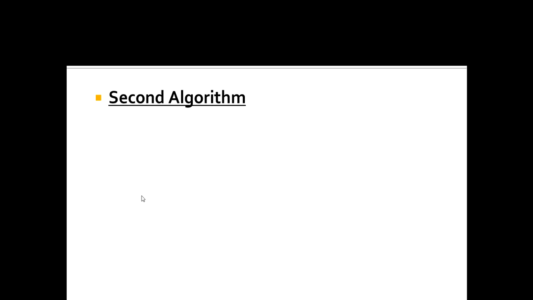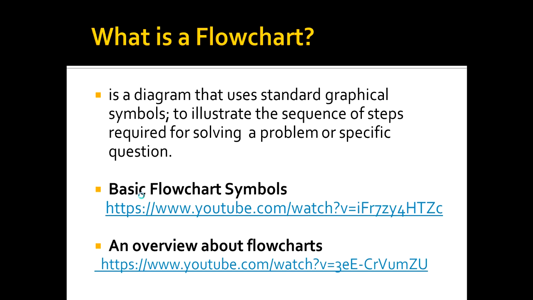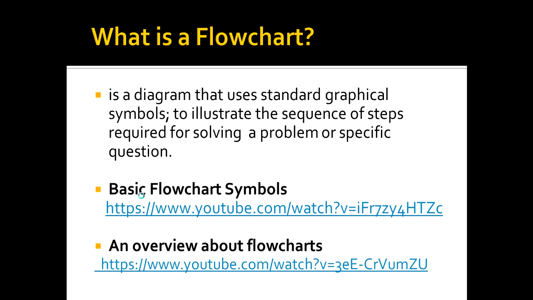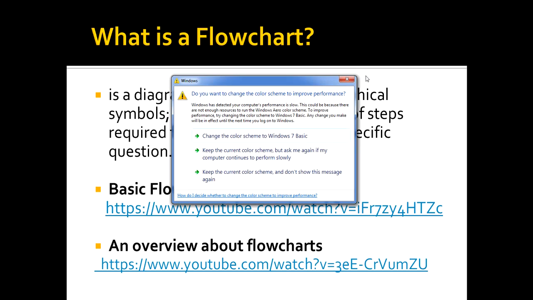Now we're done with the algorithm. We will be back to the flowchart. We just said an algorithm is writing n steps, while a flowchart is a diagram representation. We're going to represent what we wrote in the algorithm in the form of a chart or a diagram. That diagram uses standard graphical symbols to explain the sequence of the steps.